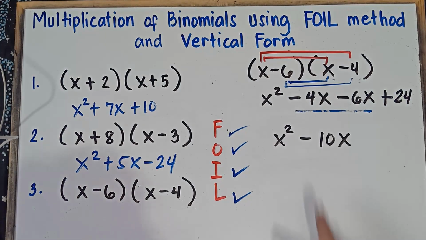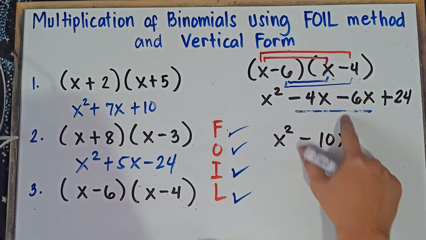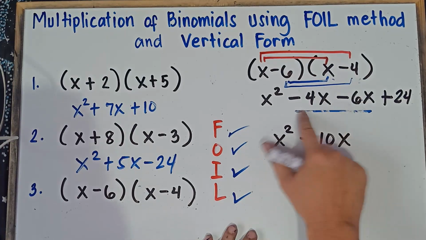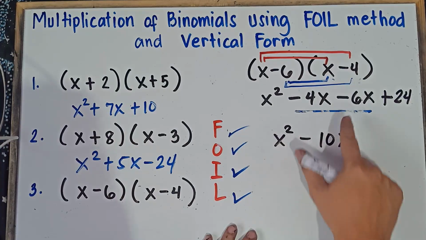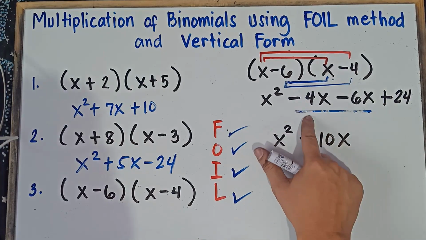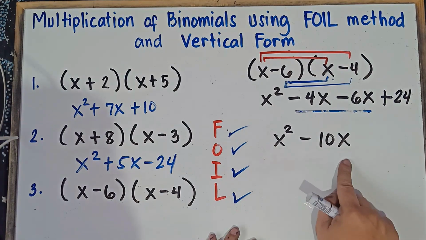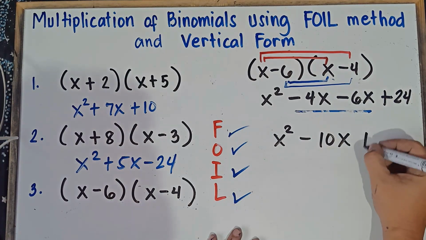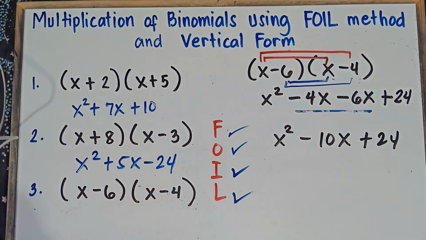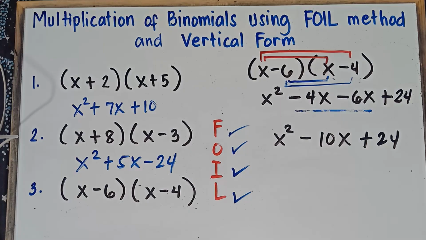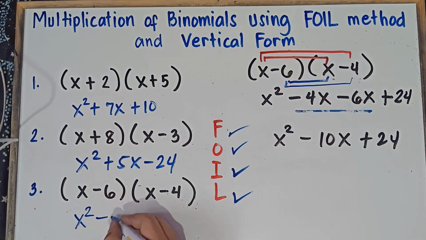So therefore, class, both negative, simply copy the negative sign, and then simply add the numbers. 4 plus 6, that would be 10. So negative 4x minus 6x, the answer, class, that would be negative 10x. And then simply copy plus 24. That's it, class. That's the answer with regards to example number 3. So this will be x squared minus 10x plus 24.